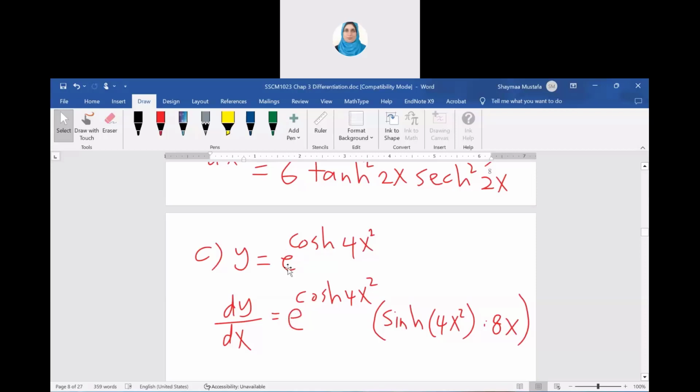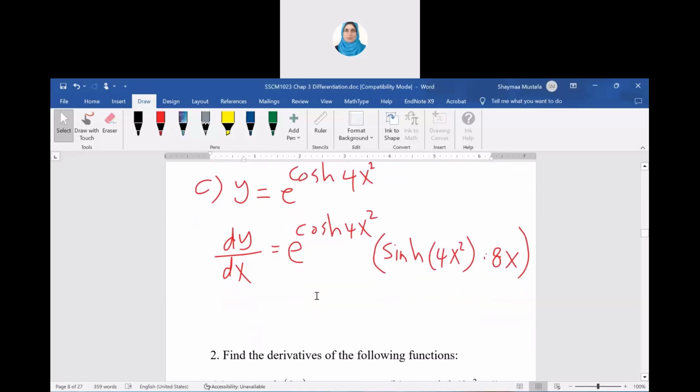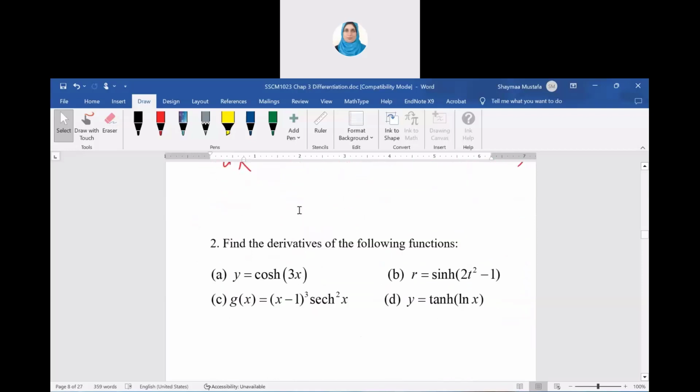Start from the exponential one. Keep the function, because the derivative of the exponential is the same: the exponential of cosh 4x squared stays the same. Now multiply by the derivative of cosh 4x squared. The derivative of cosh is sinh. Keep 4x squared. Now multiply by the derivative of 4x squared, which is 8x. So this is dy over dx.